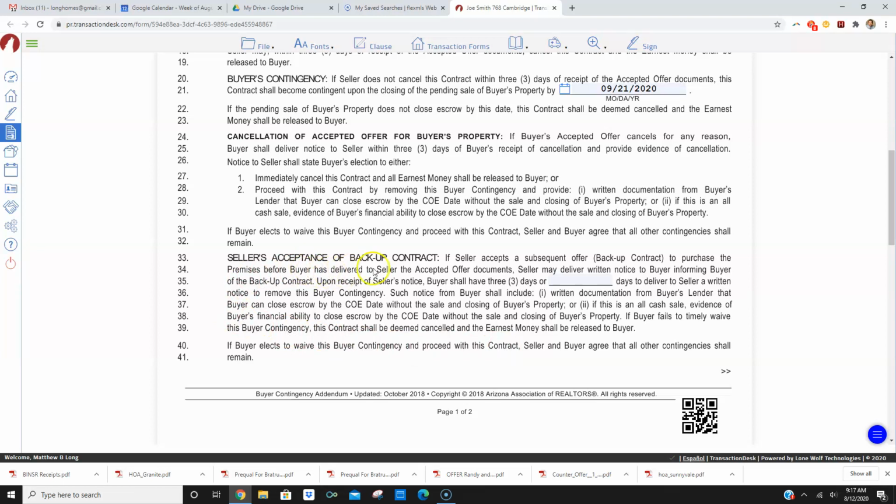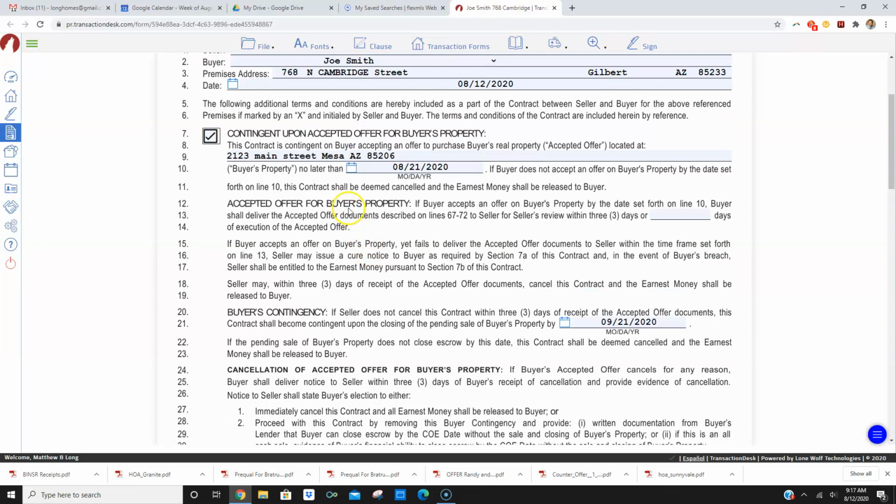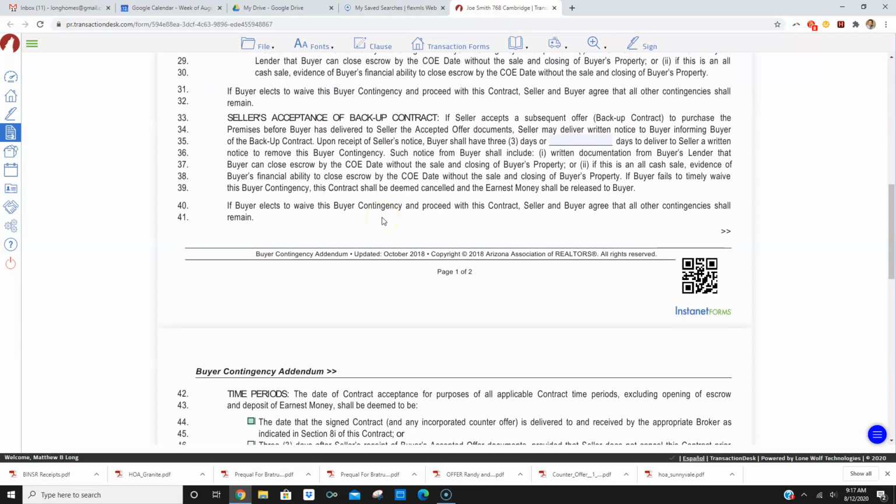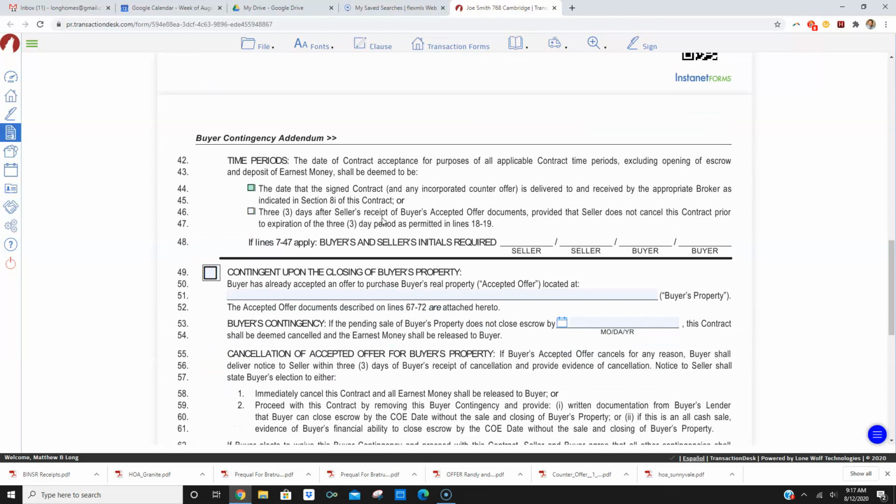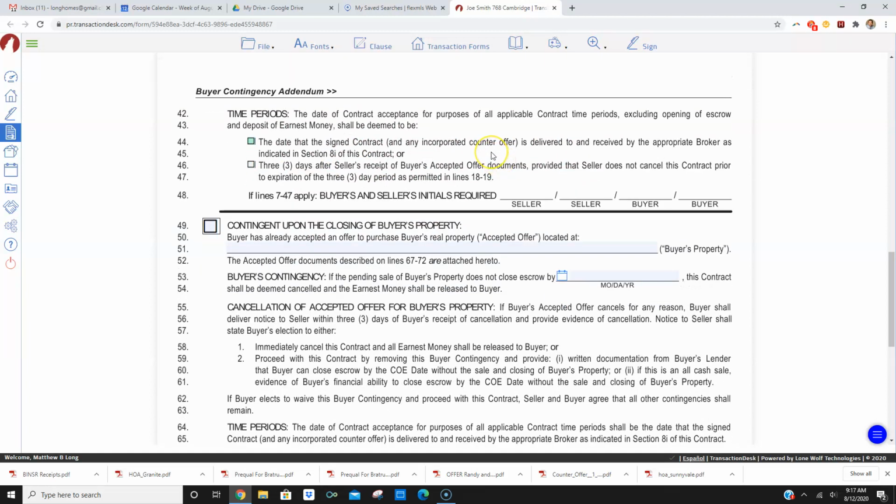Because odds are, if your buyer is writing their offer on Cambridge contingent, they can't waive it. If they could, why would you be doing all of this? So you just got to make sure you're on top of all of that. So that covers that section. There's a lot to it. Even just the overview took over 10 minutes.